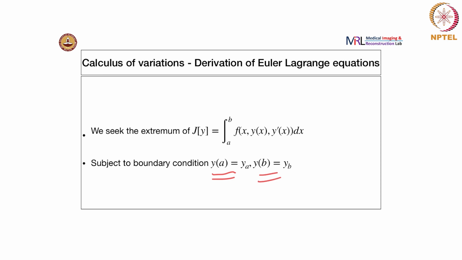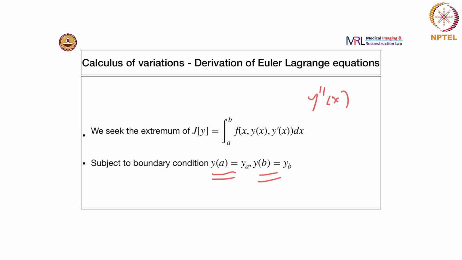And the integrand is some function which is a function of x, y of x, and y prime of x. Sometimes you can also have higher derivatives, so y double prime of x. We'll see that this actually happens in some of the image processing problems. So we'll see about that when we get there.